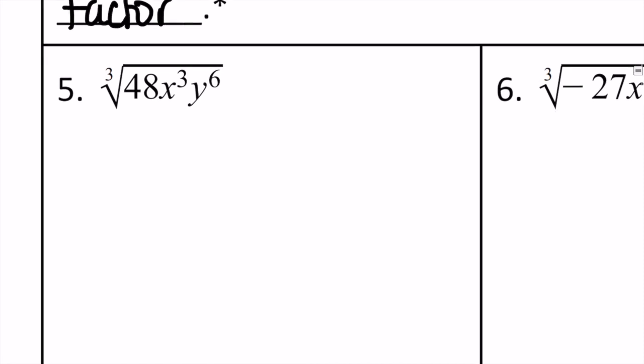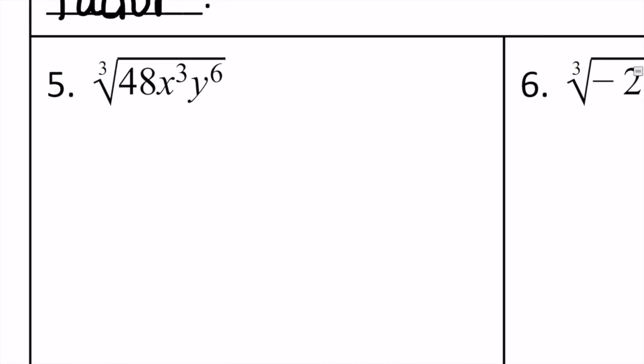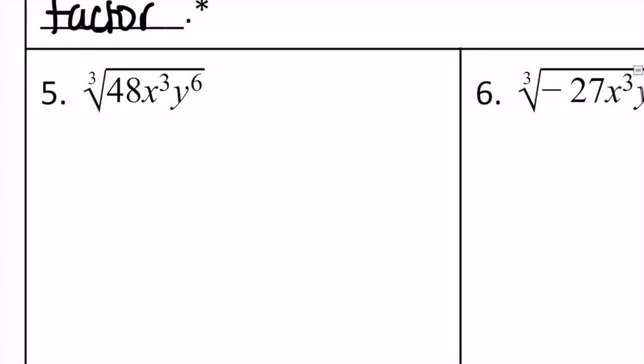For number 5, I have a cubed root. So I have the third root of all of this that's inside. And to simplify that, I want to break down everything that's inside into its smallest factors, and then I want to take out groups of 3. So n in this case is 3. The nth root here is the third root, n is 3.